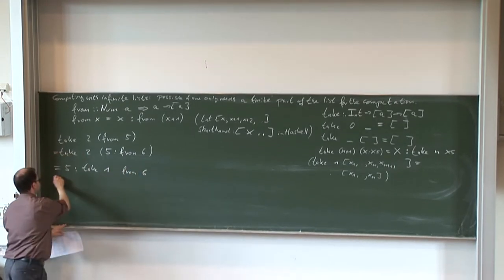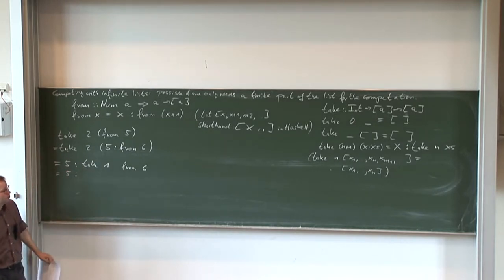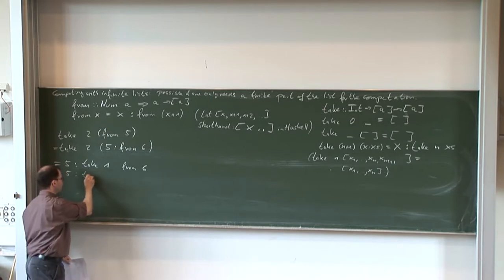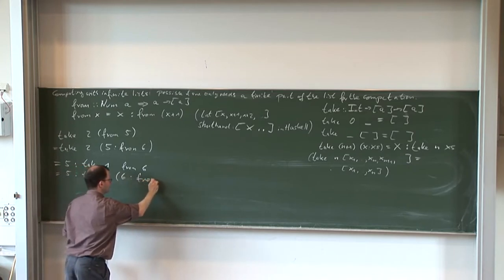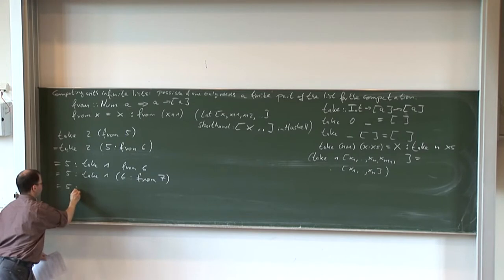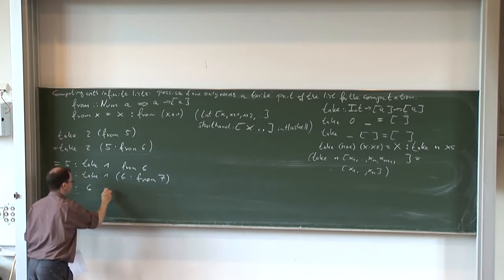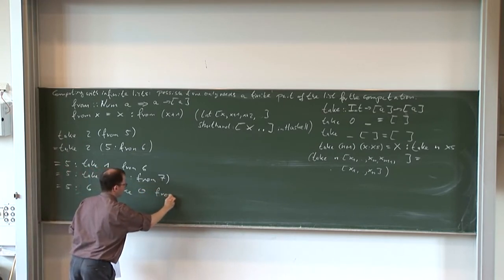And now this works like this again. We want to evaluate take. In order to evaluate take, we need to find out whether from is the empty list or not. So we get this here. And now we have 5, 6, and take is called recursively take 0 from 7.